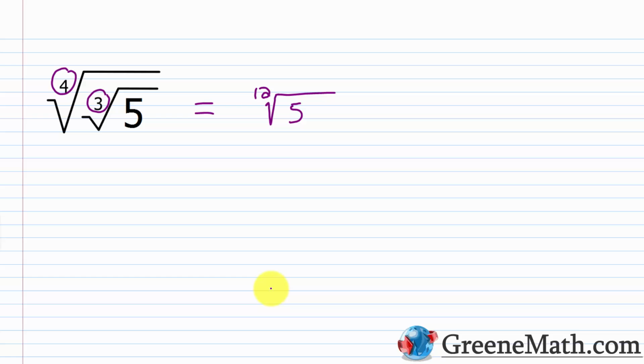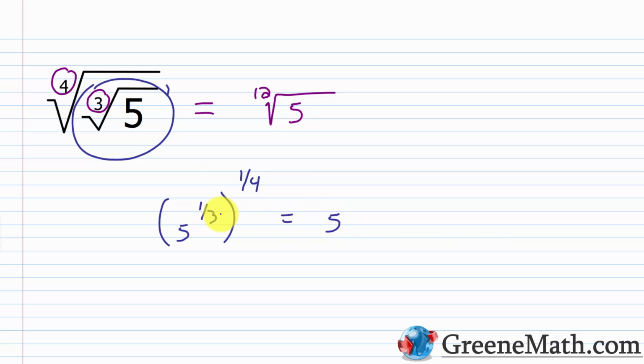But again, if you're struggling, you could start out by writing this inside guy right here as 5 to the power of 1/3. And then this guy is being raised to the power of 1/4, right? So 5 stays the same. Power to power rule, 1/3 times 1/4 is 1/12. 5 to the 1/12 power is the same thing as the 12th root of 5.